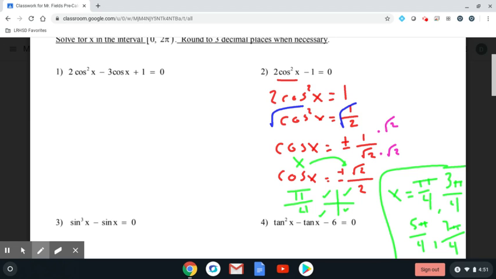Again, just be really, really careful of this step right here, making sure that you know that that's actually a special angle when you go through and multiply the bottom and top by that root 2.